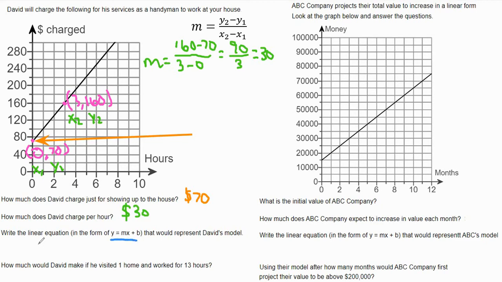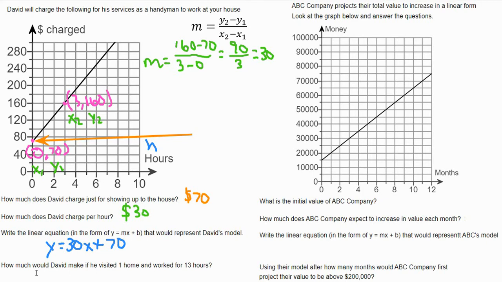So we're going to write this information for David as an equation. The slope is 30, so let's put that in for the m. So y equals 30x, or 30h if we wanted to say this was our variable, but we'll leave it as 30x. And the y-intercept was 70. So just for showing up, David gets $70.